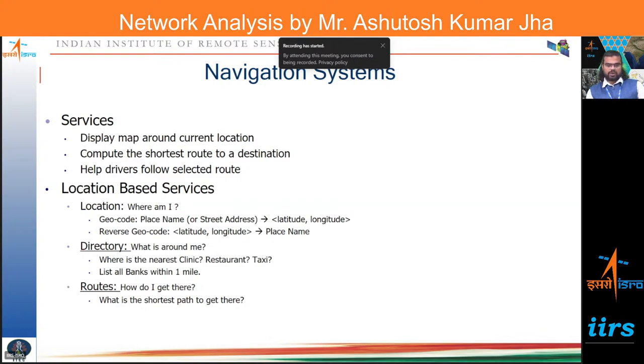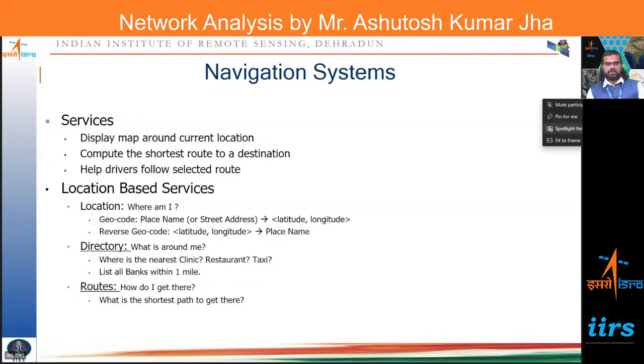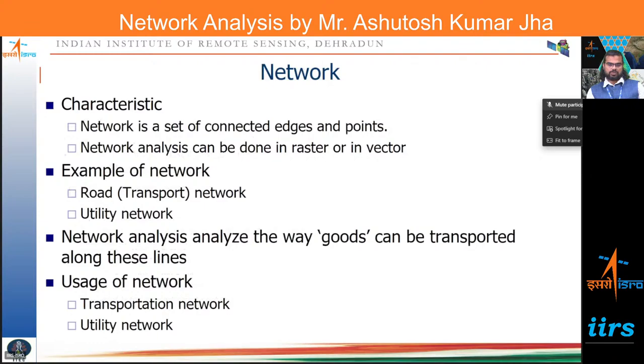Then we have routes, where we need to find how to go from one place to another in the shortest distance, or in the shortest time, or with minimum petrol consumption and so on. Those kinds of cost-effective measures can be added to your analysis, and all of these are quite widely used in different navigation systems.